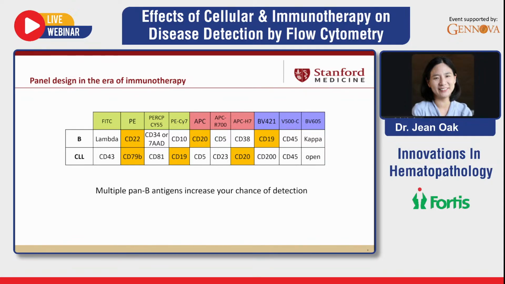Here I'm showing you the 2 major B cell panels that we've been running for a while now. And as you can see, both of our tubes have 3 pan B cell markers highlighted in yellow. And you can see, not surprisingly, these are also the immunotherapy markers. And that is by design because we wanted to, one, make sure that if we have multiple pan B cell antigens, it increases our chance of detection. And then two, we'll also concurrently be able to assess the expression patterns of these antigens in case the oncologist wants to use them for immunotherapy.